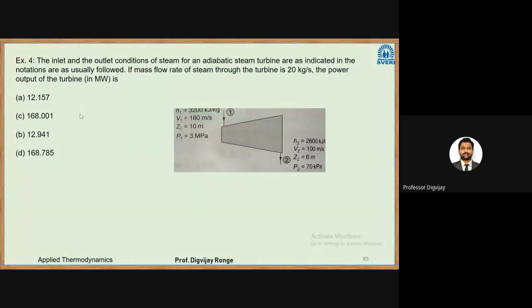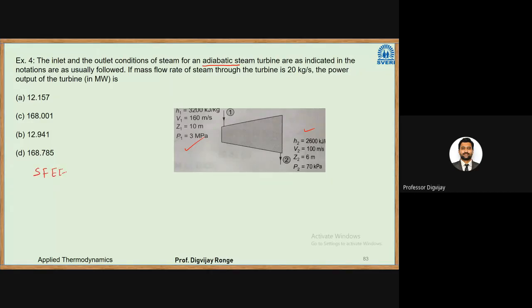The inlet and outlet conditions of steam for an adiabatic steam turbine are indicated, and the notations are as usually followed. If the mass flow rate of the steam through the turbine is 20 kg per second, the power output of the turbine will be. So read the question correctly. They have given an adiabatic steam turbine, that means Q will be 0. They give the diagram also. This is the turbine, these are the inlet conditions, these are the outlet conditions. This is a classic case for the SFE equation.